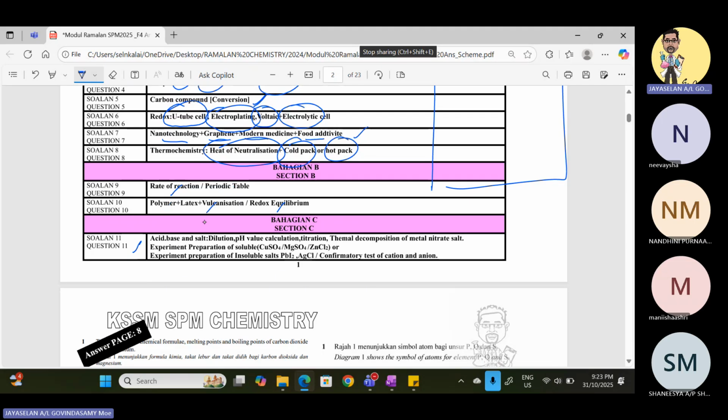You all go and get the 2024 paper. Then you check the MRSM paper. All solved. So this year, confirm. But in case my prediction is wrong, there is one more set.